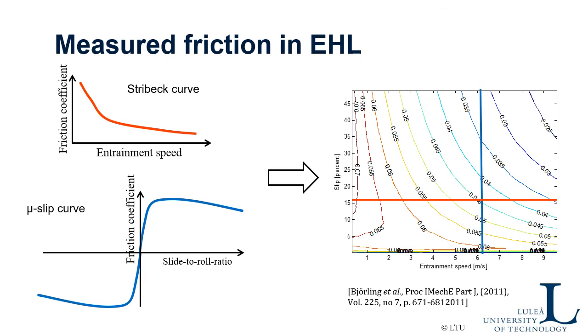So a mapping like this is useful for friction in EHL, but it also tells you that it's not very easy to give one number for the friction coefficient in an EHL contact.